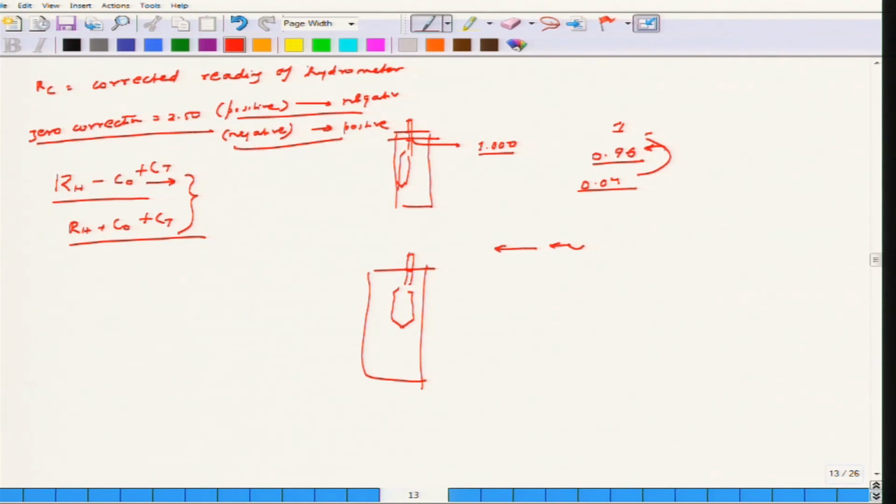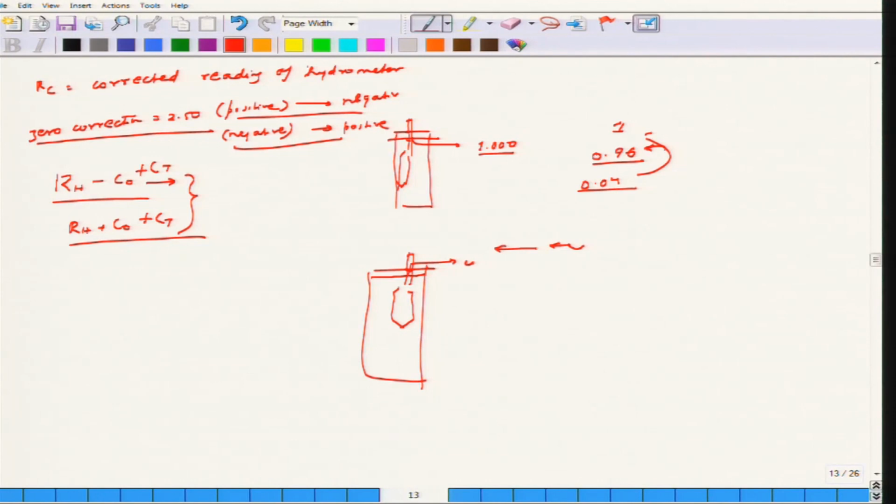But in certain cases, like a clay water, you cannot read the lower meniscus because it's so dark in there. So what you do is read the upper meniscus, and when you read the upper meniscus, a meniscus correction comes into consideration, because you are supposed to read the lower meniscus but you actually read the upper meniscus.